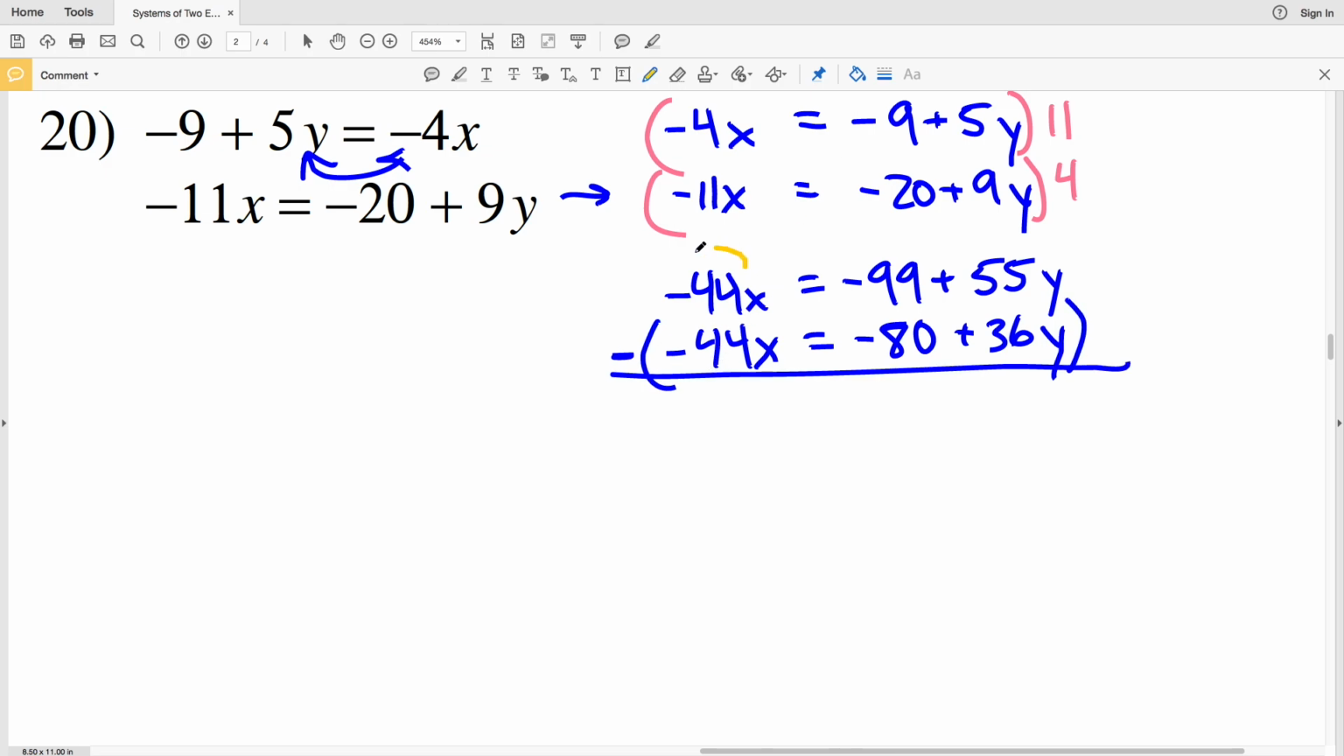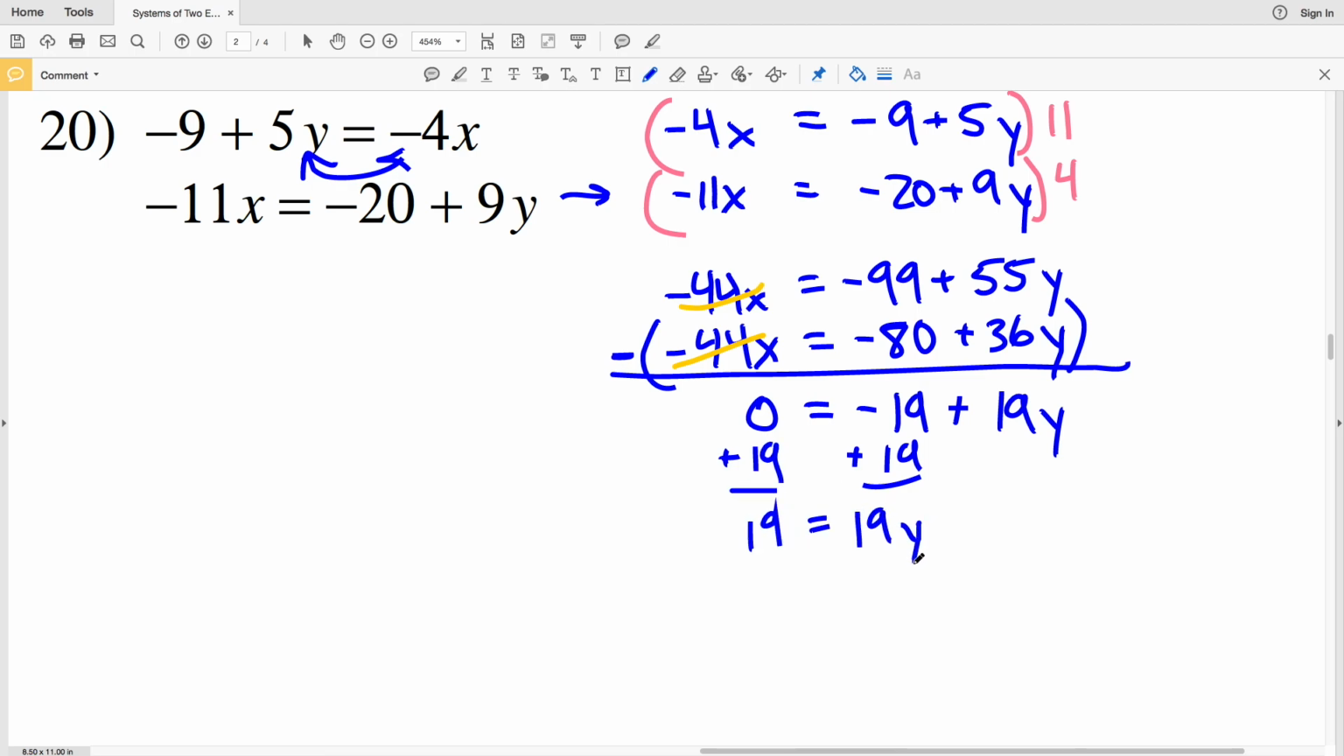Subtracting a negative 44x from negative 44x is the same as negative 44x plus 44x. So that will give me 0. So I'll have 0 equal to negative 99 minus a negative 80, which will be a negative 19. And then 55y minus 36y will be a positive 19y. Now I'll add 19 to both sides to get that positive 19 equals 19y, and when I divide by 19, I'll get that 1 is equal to y.